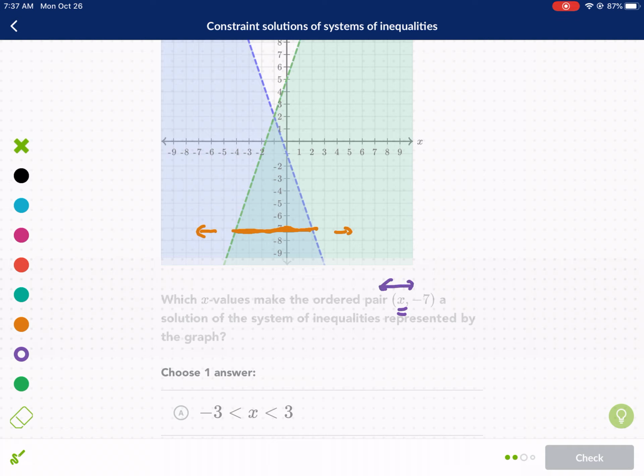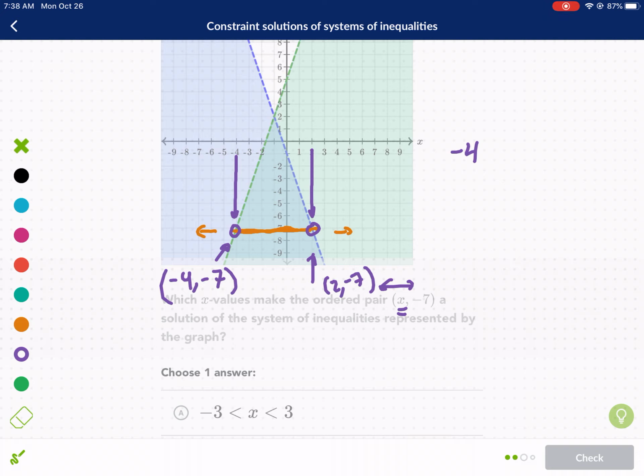Now, let's look at where it stops. So it stops here. Notice how it's dotted. It stops here. Notice how it's dotted. Okay, so we're here and here. So -4 is the furthest it goes. This is the point (-4, -7). Remember, the y value is -7. Here is (2, -7).